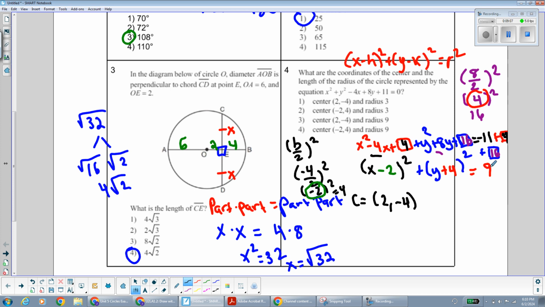And remember, on the right-hand side, this is not r, this is r². So in order to find r, you have to do radical 9. And radical 9 is simply just 3. So that is answer choice number 1.